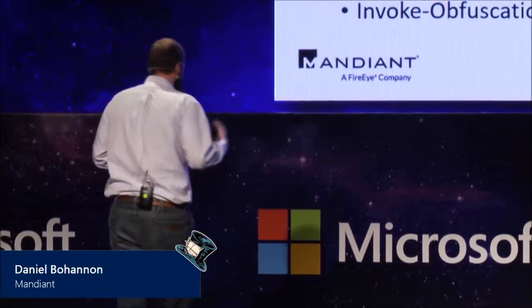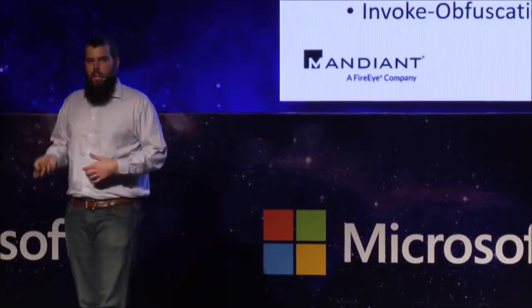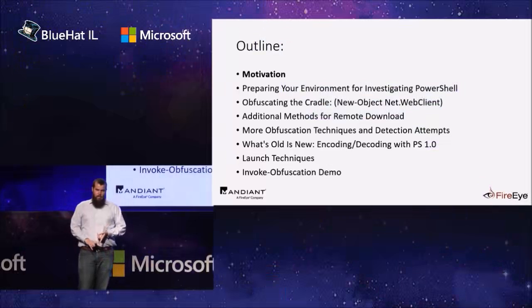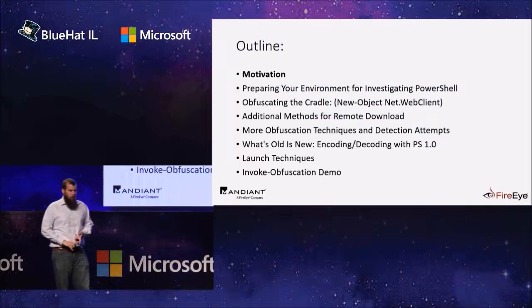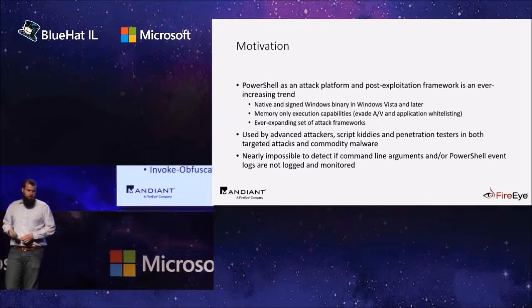After that, we will look at some more obfuscation techniques. We'll look at some more encoding, decoding techniques, check out a couple new ones, and then we'll look at what I like to call launch techniques. And after all of that, if everyone is still on board, we're going to do a quick demo of Invoke-Obfuscation version 1.6, which I just pushed to GitHub about an hour ago. That contains a lot of new features that I hope you enjoy.